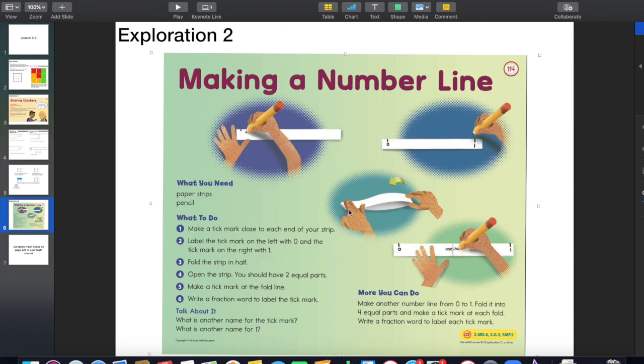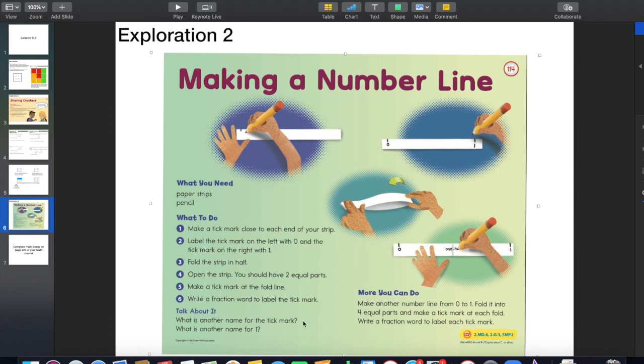Label the tick mark on the left with 0, as shown here, and the tick mark on the right with 1. Then you should fold the strip in half. Then open the strip. You should have 2 equal parts. Make a tick mark in the fold line. Write a fraction word to label the tick mark. So if you want to write the fraction, you can, but then you also want to make sure that you write the word, the fraction word, to label it, which is one of the names that we've been writing.